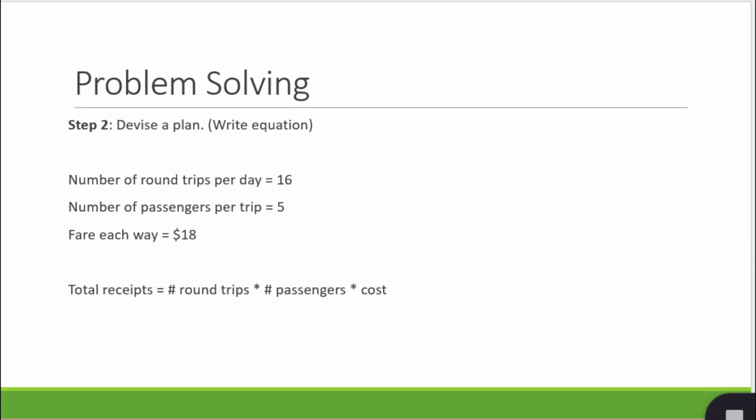All right, so let's come up with a way to solve this. Well, the total amount of money that the shuttle makes in a day is going to be the number of round trips times the number of passengers times the cost per round trip. Correct? So there's our equation or formula that we're going to use to solve this problem. We're just going to multiply these numbers together, keeping in mind that the 18 is actually a 36. So there is our plan.